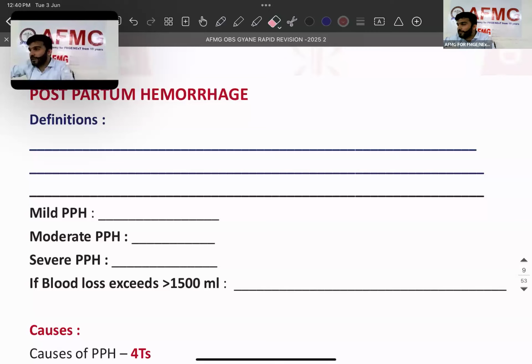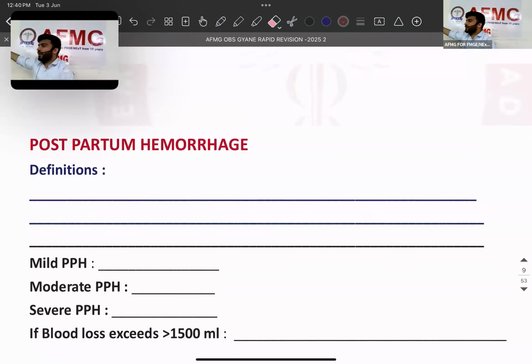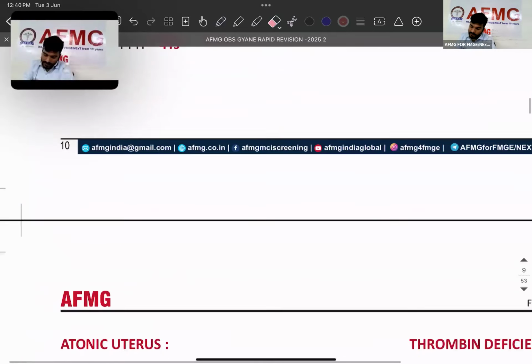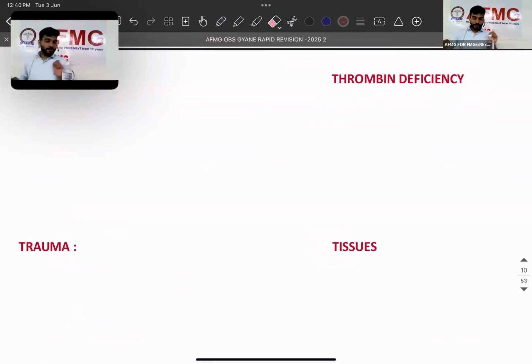Now listen carefully. Sir, in postpartum hemorrhage, mild, moderate, severe, 500, 1000, 1500 ml of blood. Main reason is what? Causes. Now listen first causes, then we will write causes. What are the causes of postpartum hemorrhage? 4 T's. What are the 4 T's?